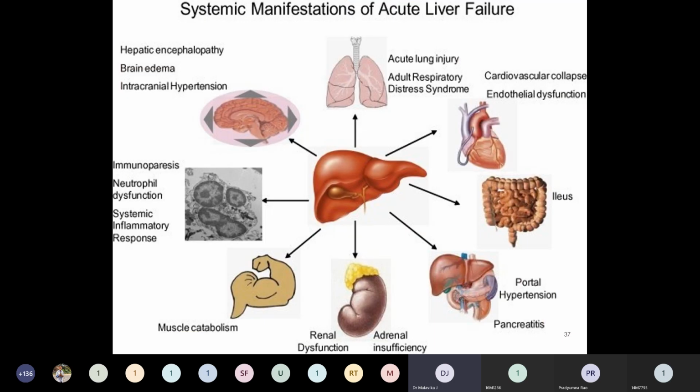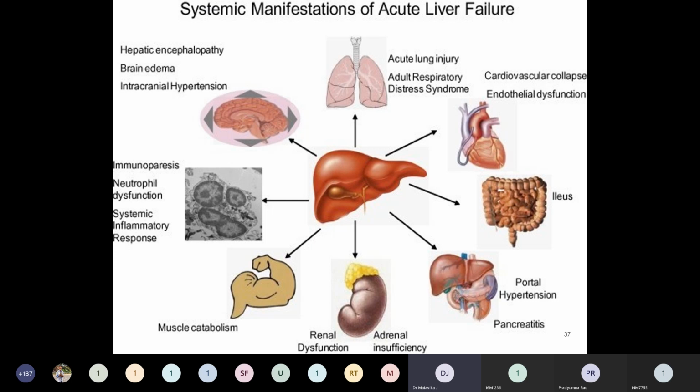So this picture shows the systemic manifestations of acute liver failure. The most important are in the brain, resulting in hepatic encephalopathy, brain edema and increased intracranial tension. And in the blood, there will be neutrophil dysfunction and systemic inflammatory response. In the muscles, muscle catabolism can occur. Acute renal injury can occur and adrenal insufficiency.